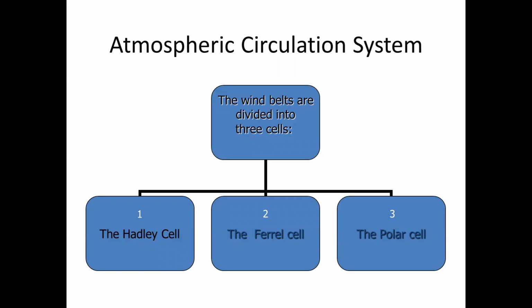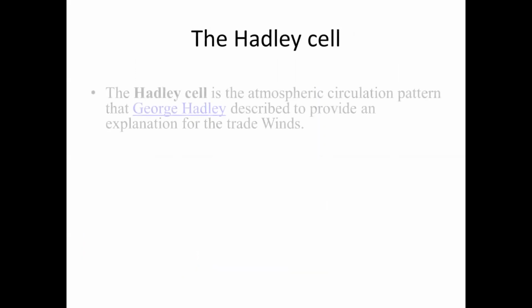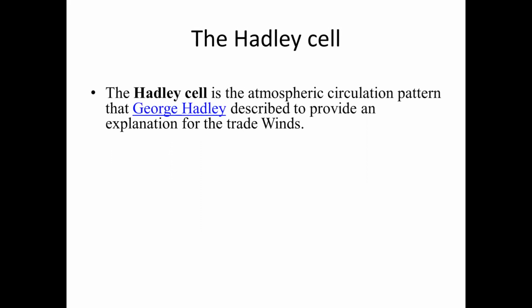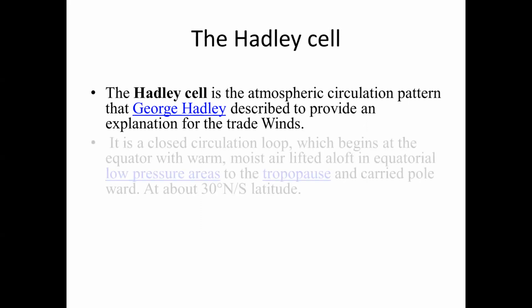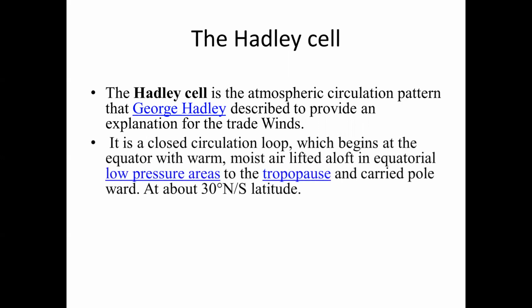Atmospheric circulation system: the wind belts are divided into three cells: the Hadley cell, the Ferrel cell, and the polar cell. The Hadley cell is the atmospheric circulation pattern that George Hadley described to provide an explanation for the trade winds. It is a closed circulation loop, which begins at the equator with warm, moist air lifted aloft in equatorial low-pressure areas to the tropopause and carried poleward to about 30 degrees north or 30 degrees south latitude.